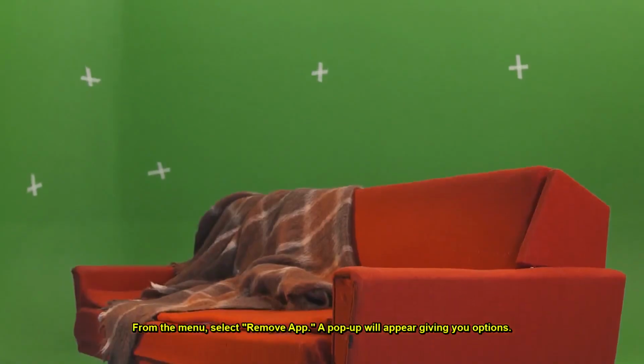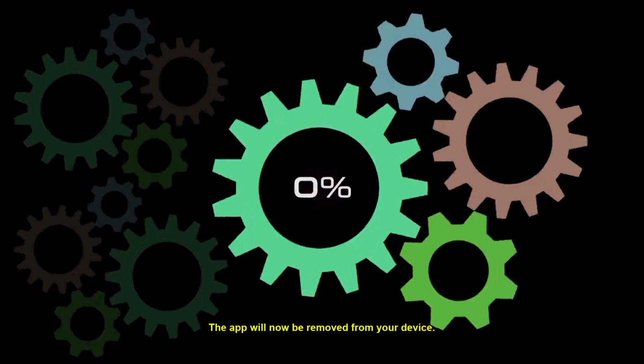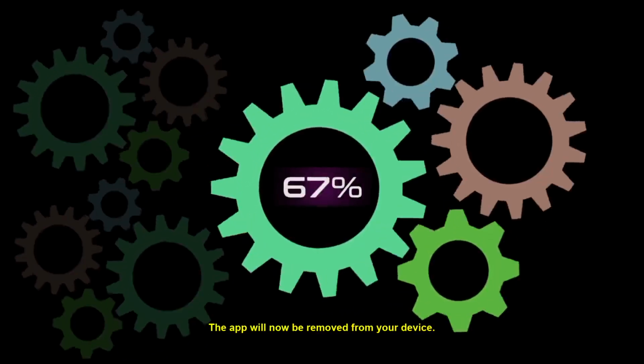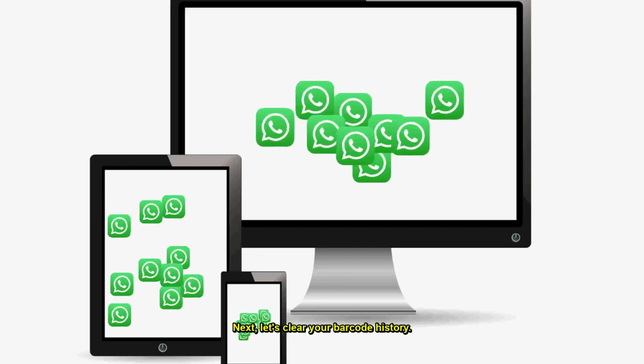A pop-up will appear giving you options. Choose Delete App. Confirm your selection by tapping Delete again. The app will now be removed from your device. Next, let's clear your barcode history. Open the Target app if it's still installed, or skip this step if you just uninstalled it.